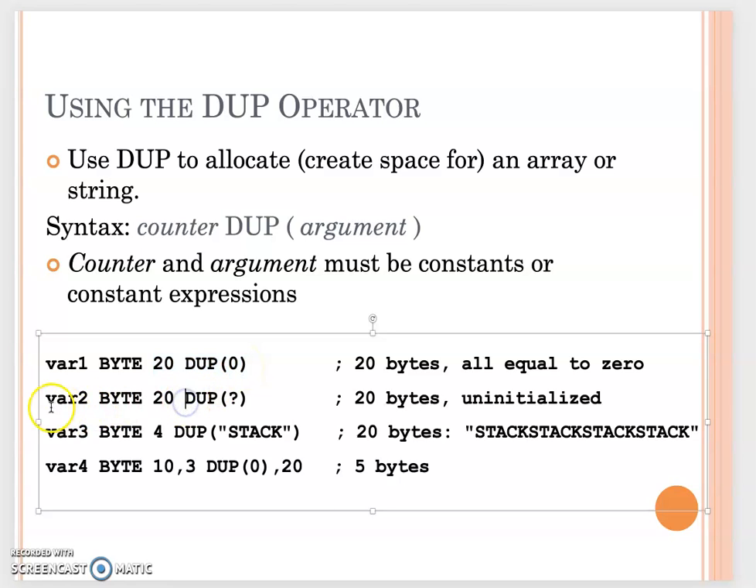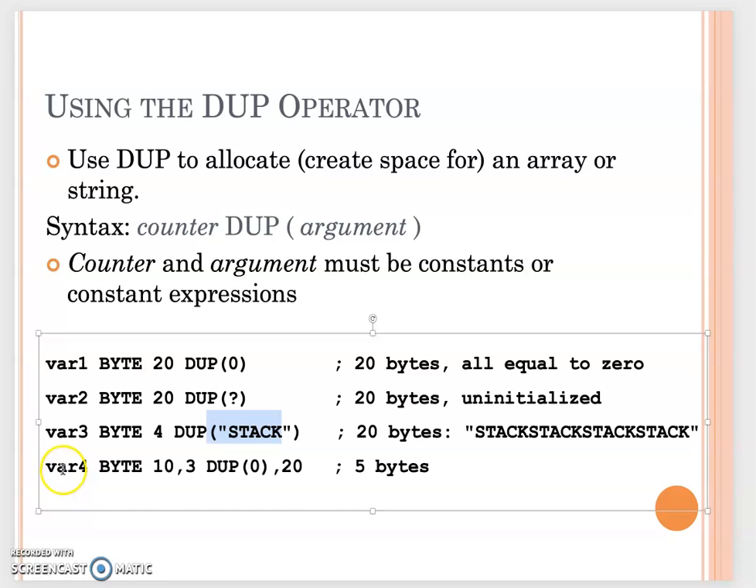Sometimes you can use DUP without specifying the value. The good thing is we know we want to allocate 20 bytes without initializing the value. That will be after val2. Your DUP can also specify a string. So you have 4 DUP of the string 'stack', and we repeat 'stack' four times. That's after val3. Then you also can have val4, where you can combine a value and the DUP operator.